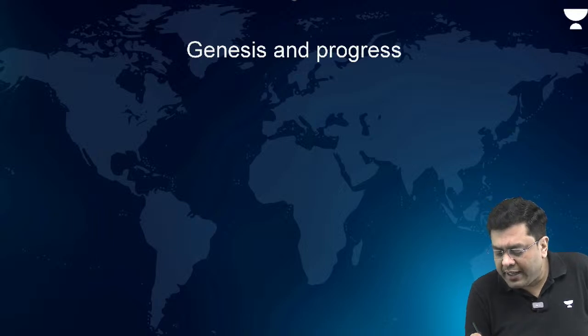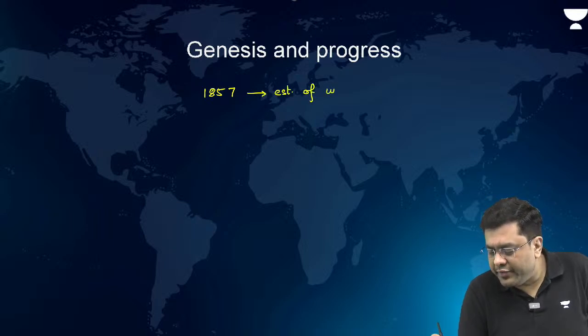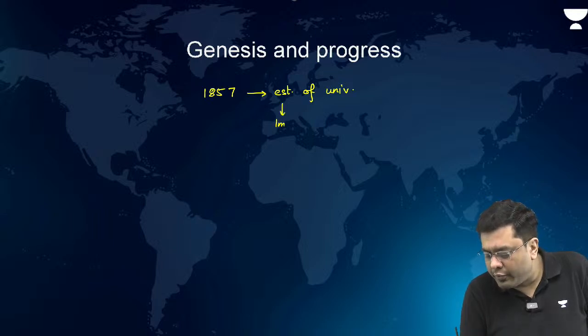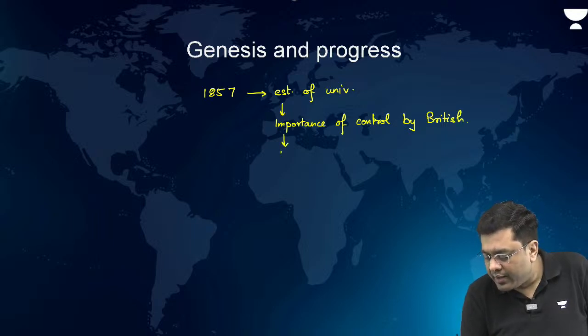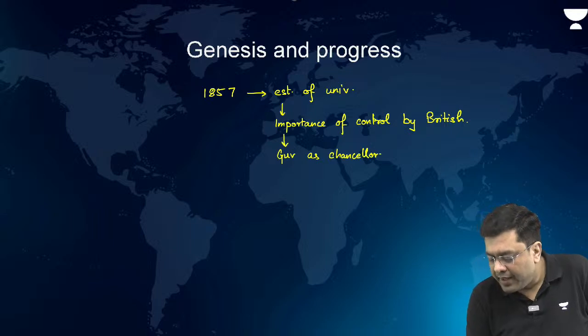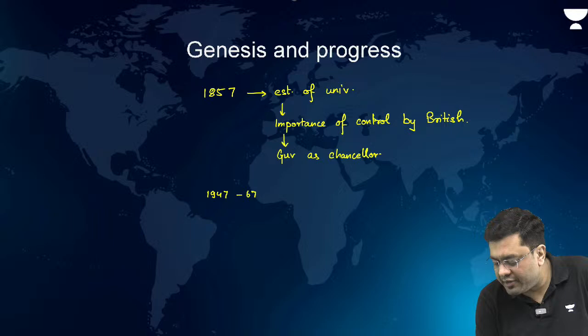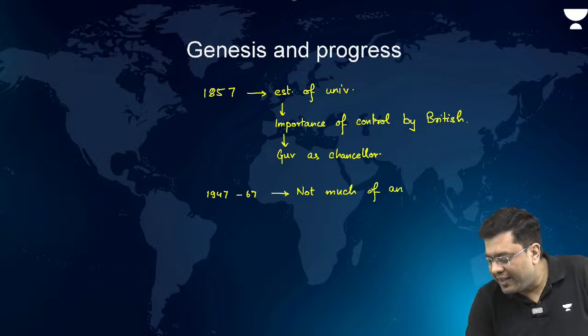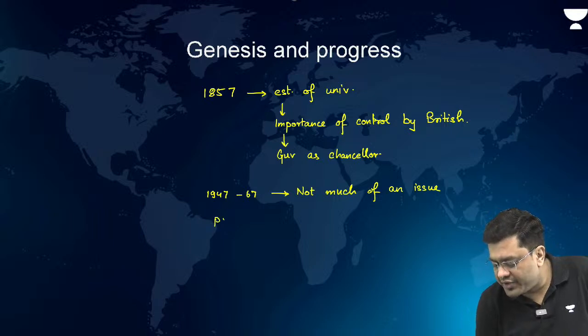So the genesis overall, if you think about it: 1857, the establishment of universities. When the universities were established, at that point of time, the British felt the importance of maintaining control, exerting their control and reducing local interference. That is where the governor was made chancellor. Now, immediately after independence, 1947 to 67, not much of an issue. But after 67, when the state governments began to change, this has been an era of conflict.